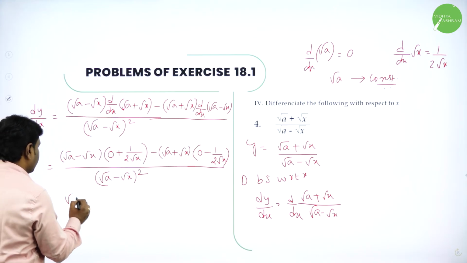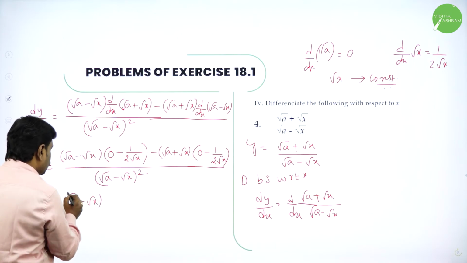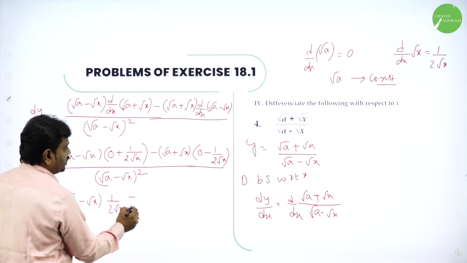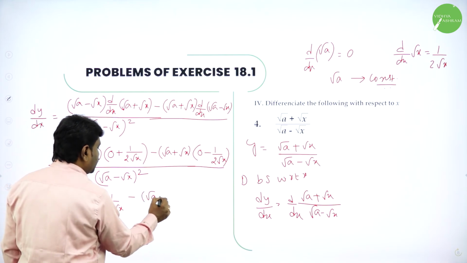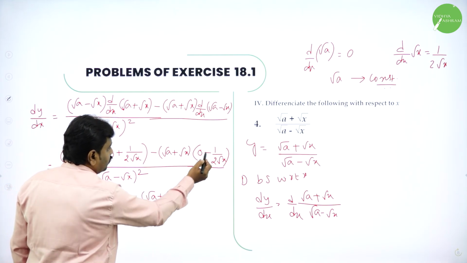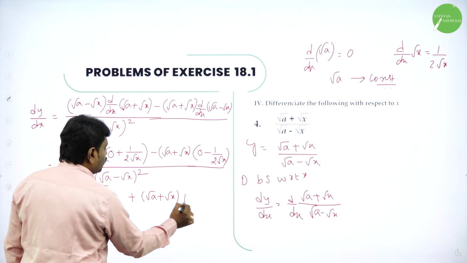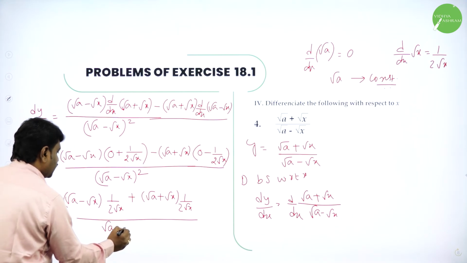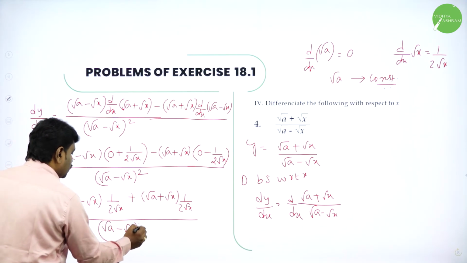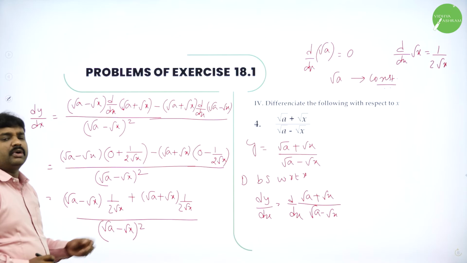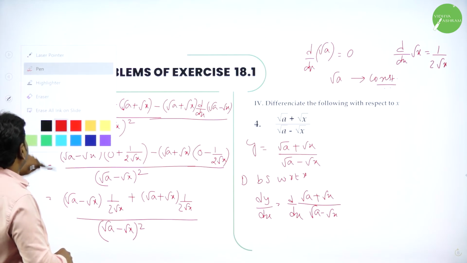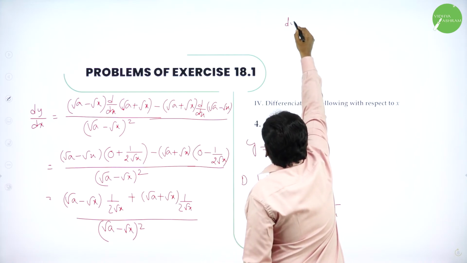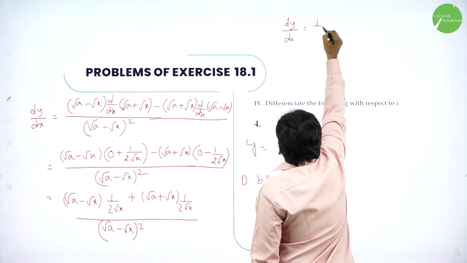Now further simplify, root a minus root x into 1 by 2 root x plus into minus is minus, root a plus root x, minus into minus becomes plus 1 by 2 root x divided by root a minus root x the whole square. You can observe in these two terms 1 by 2 root x is common. You can take out 1 by 2 root x. So in numerator I can take dy by dx is equal to, I can take out 1 by 2 root x.